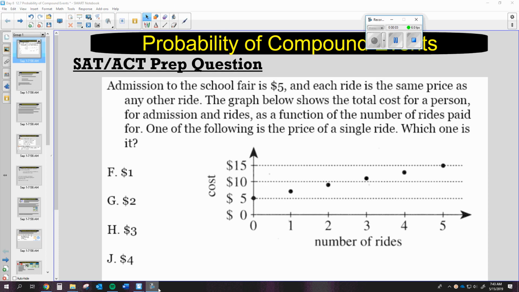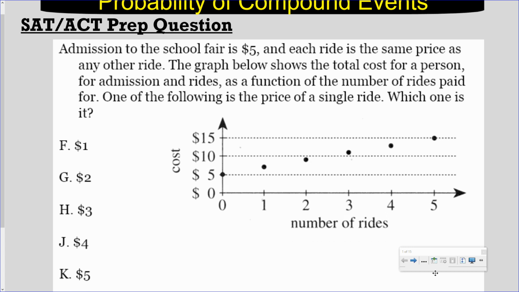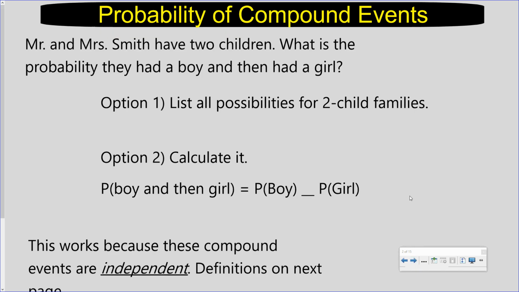All right, continuing on with probability. We're going to skip this guy for now. Mr. and Mrs. Smith have 2 children. What is the probability they have a boy and then a girl?